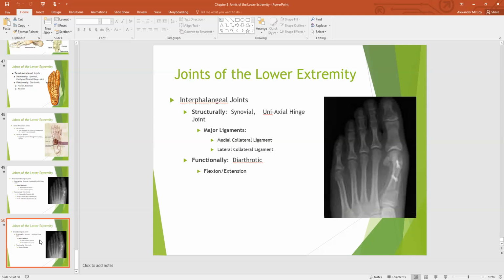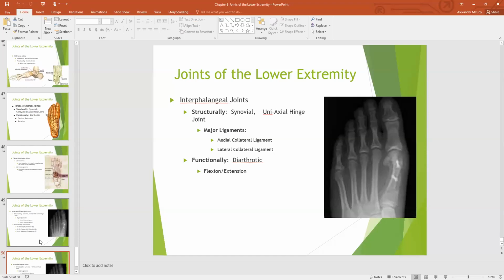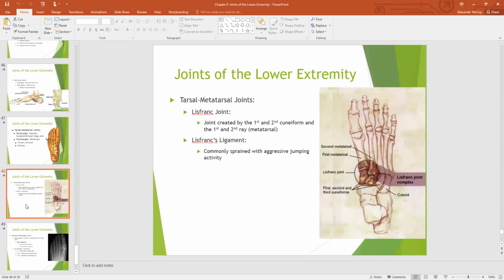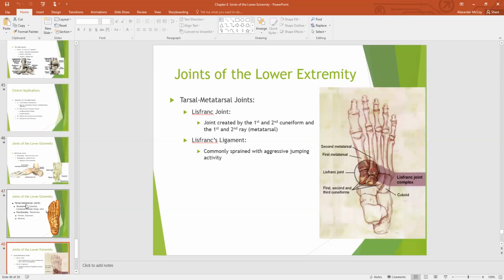Whew, that was a lot. Hope that you guys hung in there with me. Again, I kind of highlighted some of the stuff that you will see on your exam. You'll see the Lisfranc joint. You'll definitely see questions about if something's diarthrotic or amphiarthrotic. So make sure that you have your slides on hand for that exam.